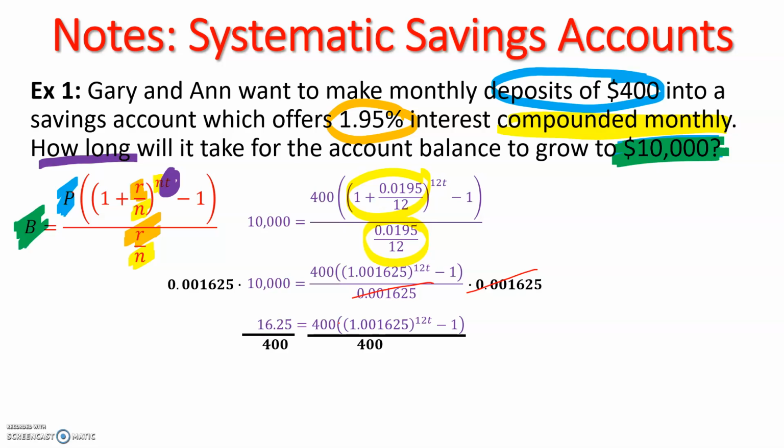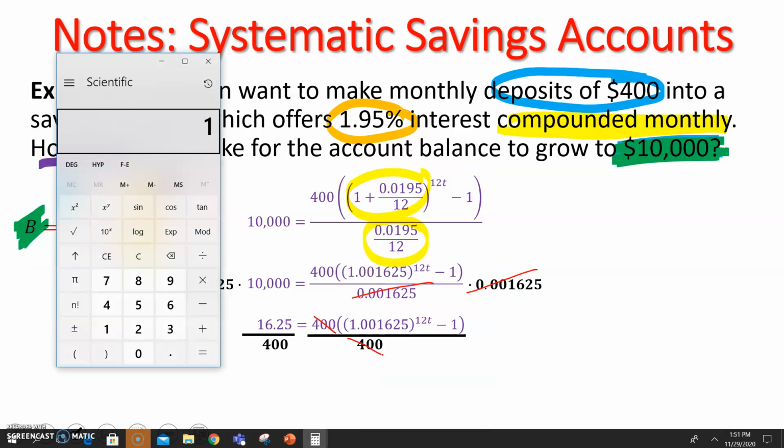Now, why would I do that? Because, well, on the right side, 400 divided by 400 is 1, so they cancel. And then on the left-hand side, let's use our calculator again. We have 16.25 divided by 400.